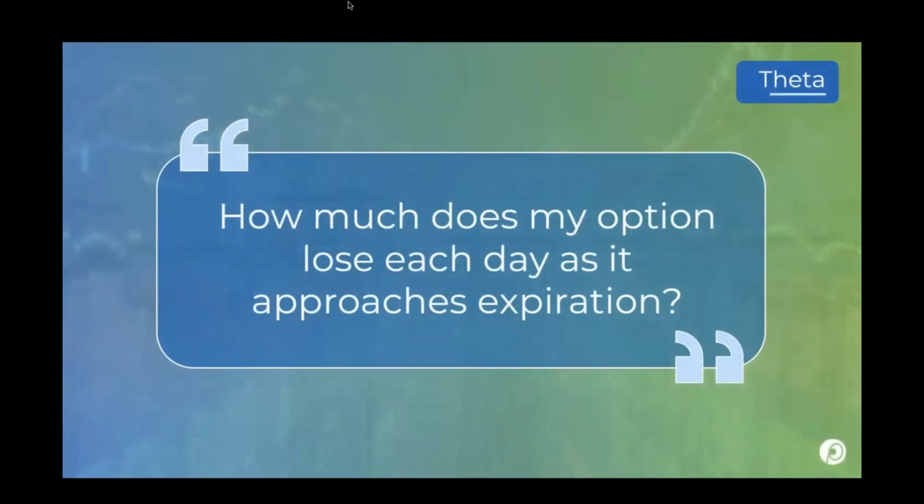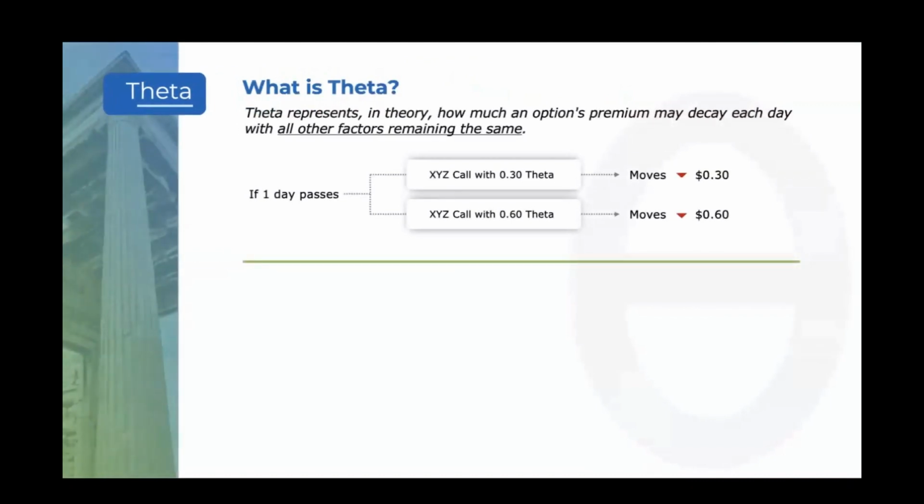All right, theta. We spend most of the time, I will say, on delta, and then we cover theta, gamma, and vega as well. So know that delta is really the foundational crux for the rest. Theta tells us how much that option is going to decay each day with all factors remaining the same. So if one day passes, the XYZ call with a 0.3 theta means that the premium is going to move down by 30 cents. So what is my time decay, essentially?